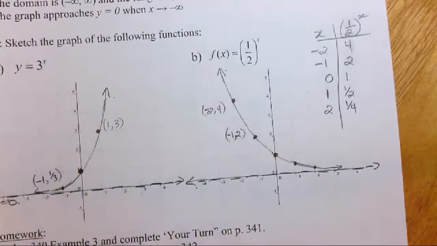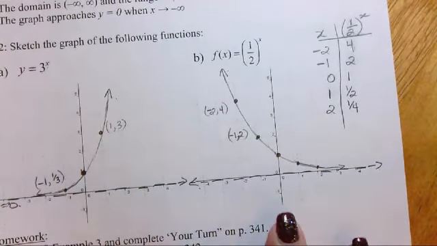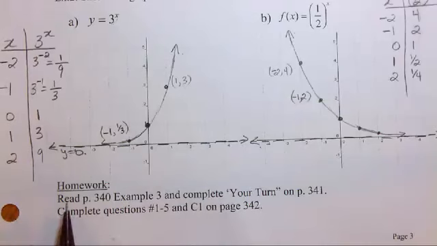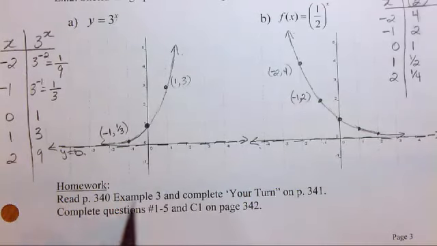And that just about covers the first part of it. So what I want you to do now is I want you to make sure that you read page 340, example 3, and I want you to complete the your turn in the textbook. And for your homework, complete the questions 1 to 5 and C1 on page 342.